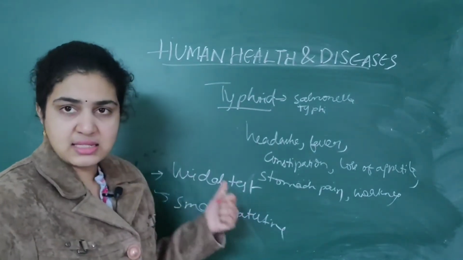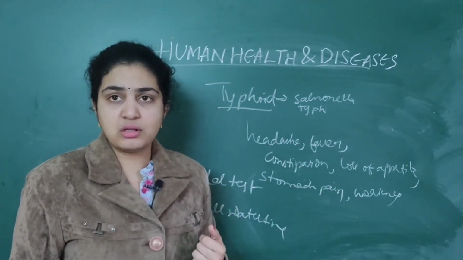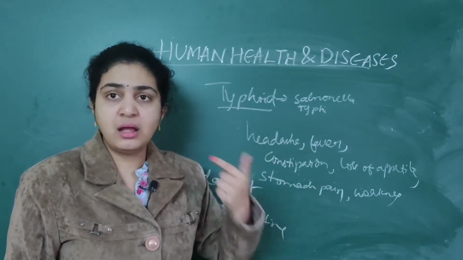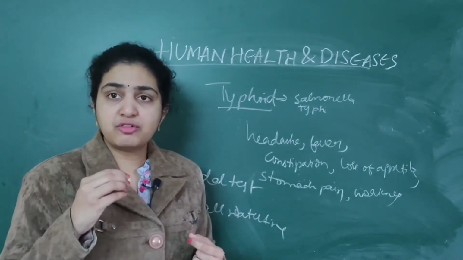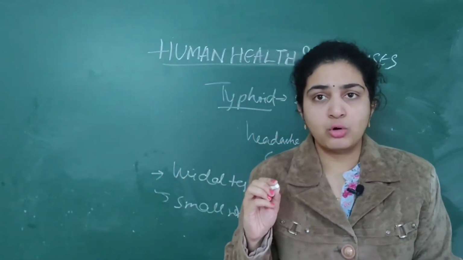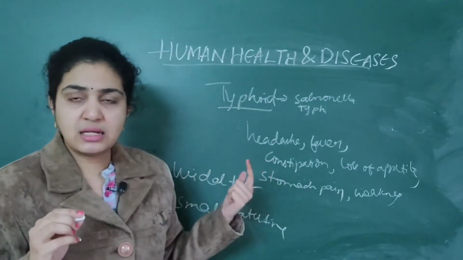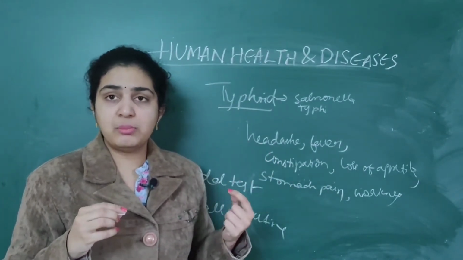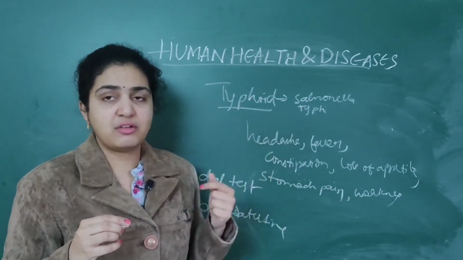If they are residing in the small intestine, later they will move to the brain also. Or else they may perforate the intestine. Perforating means they make numerous holes in the intestine, which is called intestinal perforation. Intestinal perforation may lead to death for human beings. So these are the main factors which are associated with typhoid.